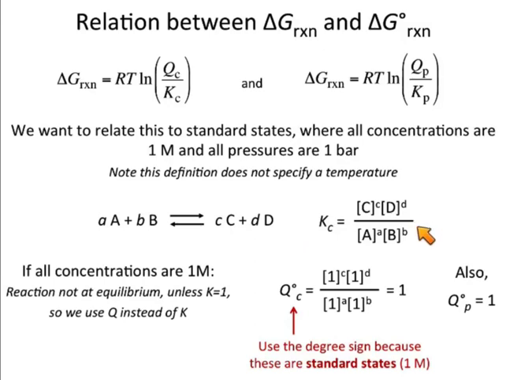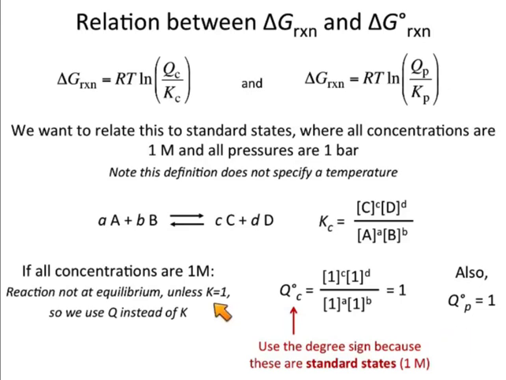Now, if all concentrations are 1 molar for Kc, then you're plugging 1s into all of these, right? So that's what this looks like down here. And then since we plug a bunch of 1s in here, our reaction quotient is 1. When we're at standard states, the reaction quotient is 1. We gave it the degree sign now because we are at standard states, and that's what that little degree sign means. You could do this in terms of pressure just as well, no problem.